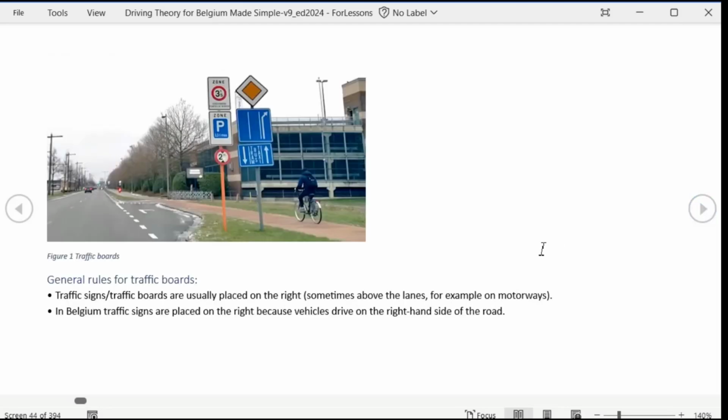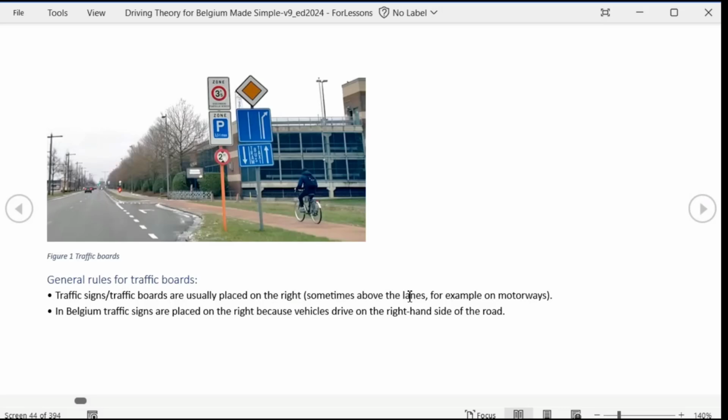Now, here's a picture of traffic boards, and as you can see, there is also a road marking. So what is the most important thing about the traffic boards? Traffic boards, we also call them traffic signs. You will hear me referring to these as traffic boards or traffic signs, even road markings. These are usually placed on the right. So it's very important to remember they are usually placed on the right.